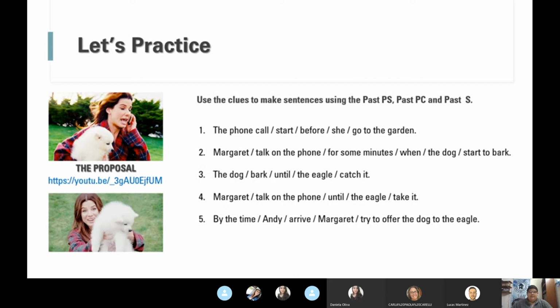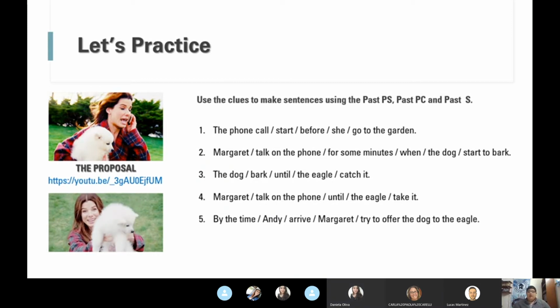Any idea? Yes, the phone call had started before she went to the garden. Yes, excellent. The phone call had started before she went to the garden. Okay, she went to the garden. That is the point in the past. And before that action happened the other one, that the calls had started. Great.